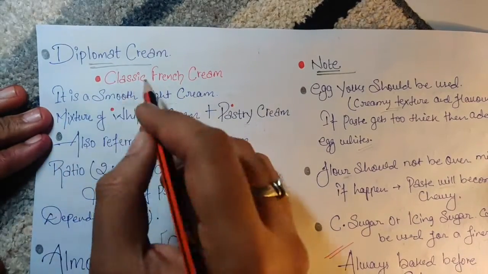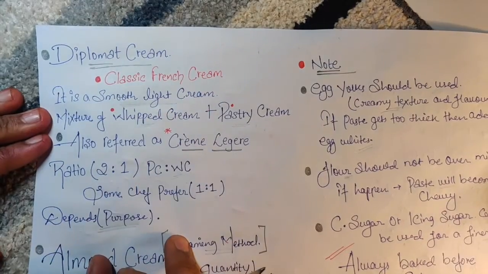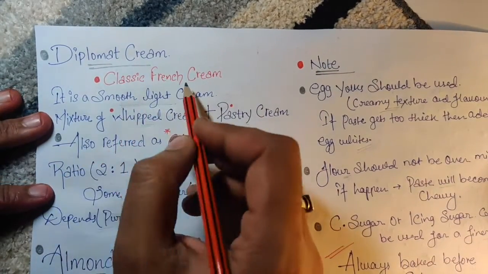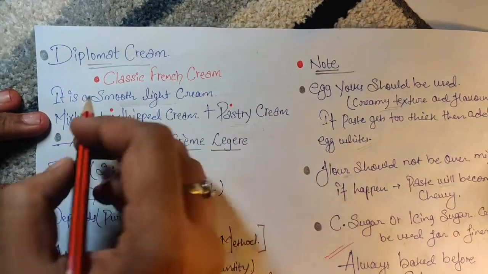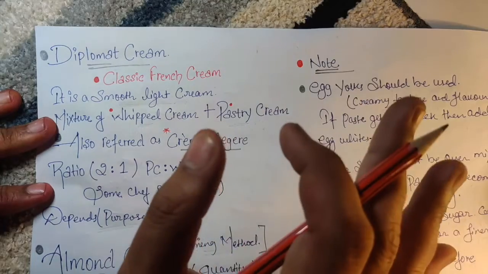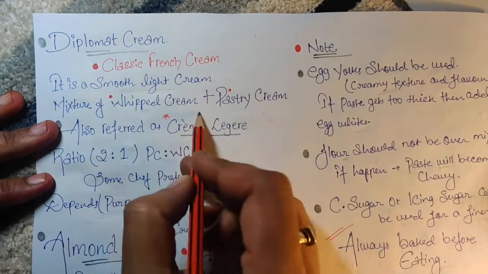The next cream we have here is a Diplomat cream. This is one of my favorite creams. If you get time, just give this a try, okay? It's again a classic French cream. It is a smooth, light cream, a mixture of whipped cream plus pastry cream.